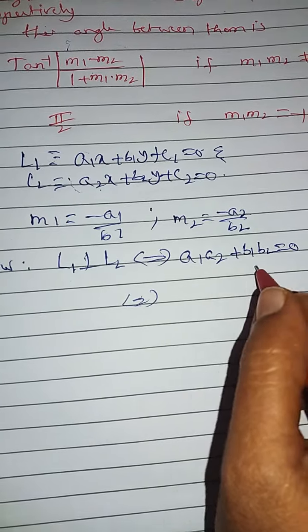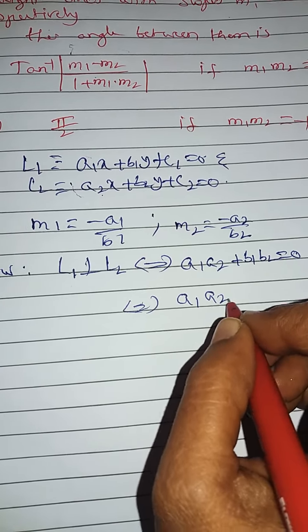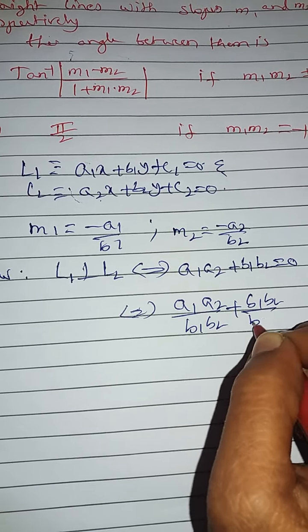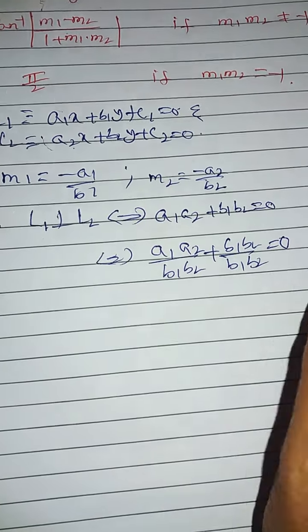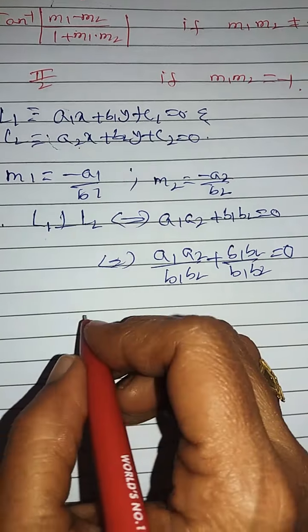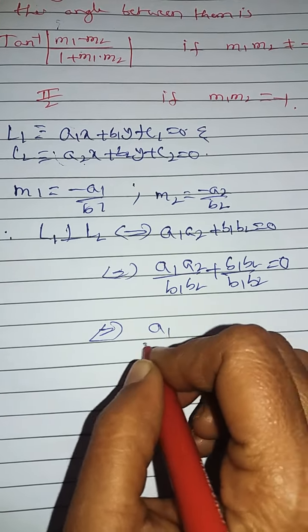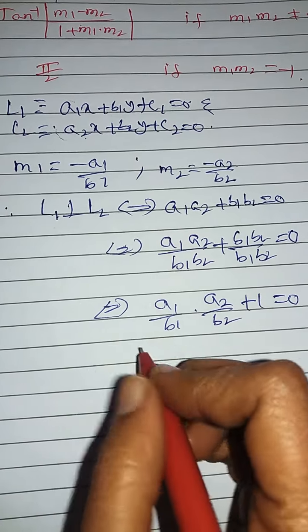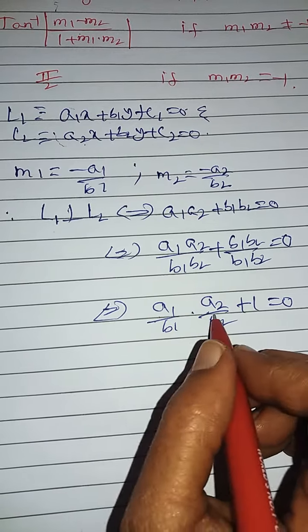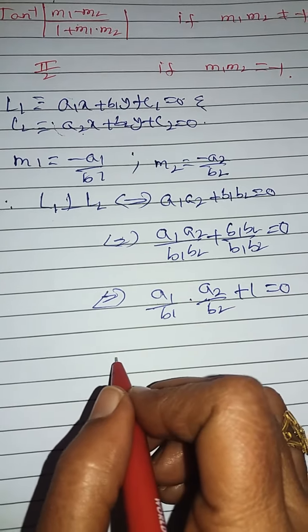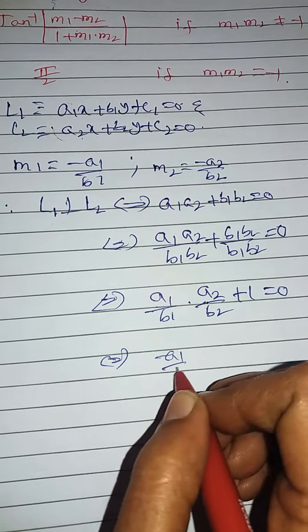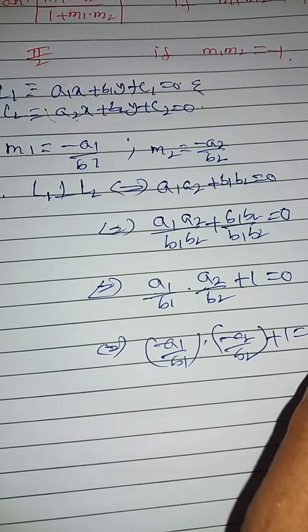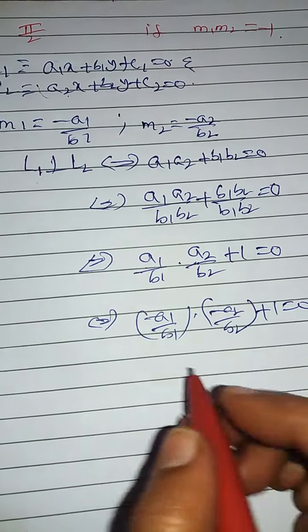Now divide the whole equation by b1 b2. We will get a1 a2 by b1 b2 plus b1 b2 by b1 b2 equal to 0 by b1 b2, which is 0 only. Now we will get a1 by b1 into a2 by b2 plus 1 equal to 0. Now multiply a minus sign to the two fractions. We will get minus a1 by b1 into minus a2 by b2 plus 1 equal to 0. Minus into minus is plus only.